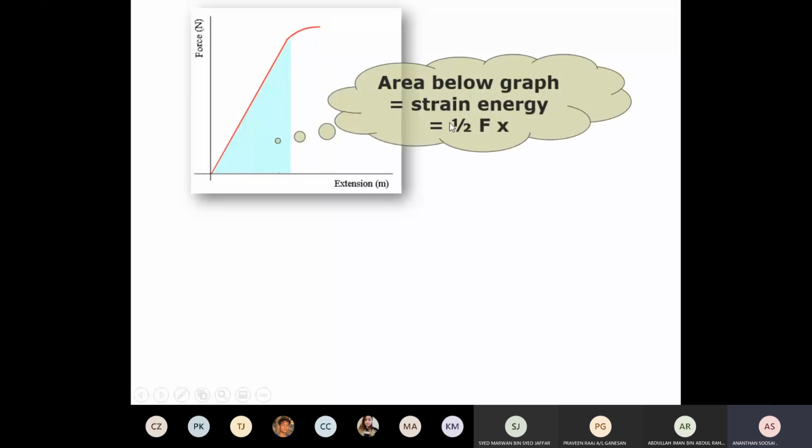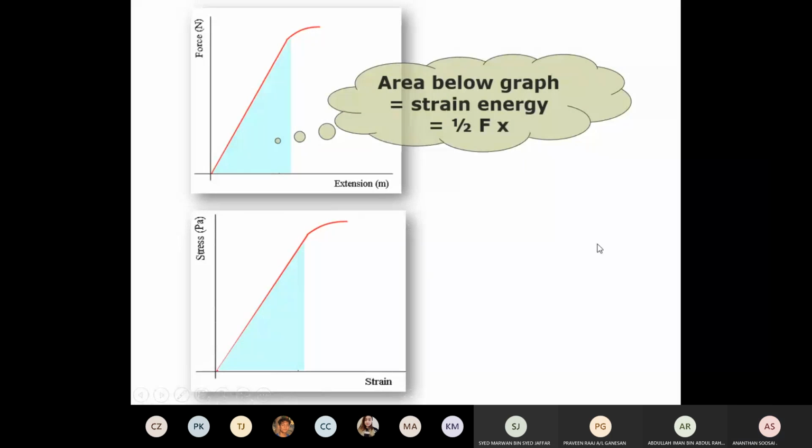Okay, strain energy. We know it's half Fx. As long as it never exceeds the limit of proportionality, we can use half Fx. So, force versus extension, the area under the graph is energy, because Newton meter is joule, so energy.